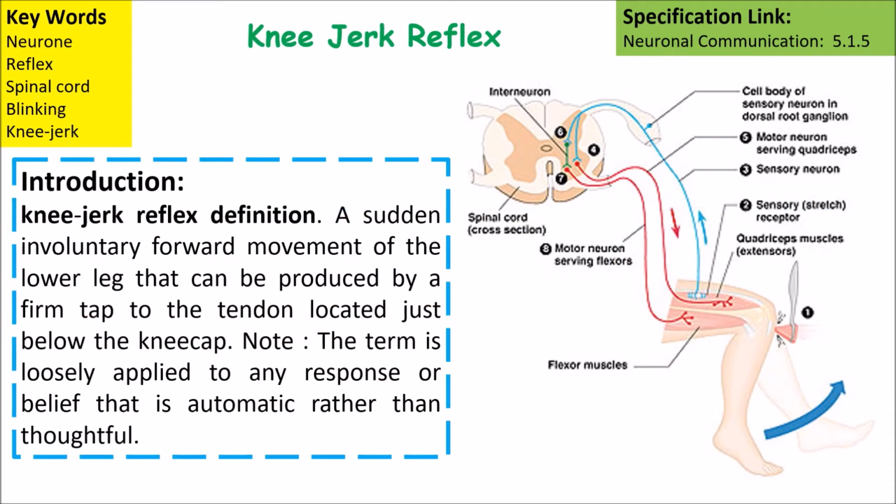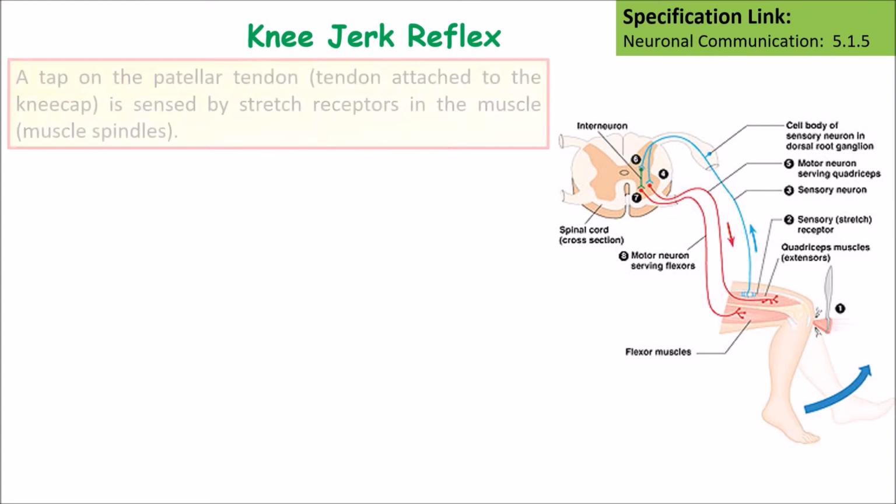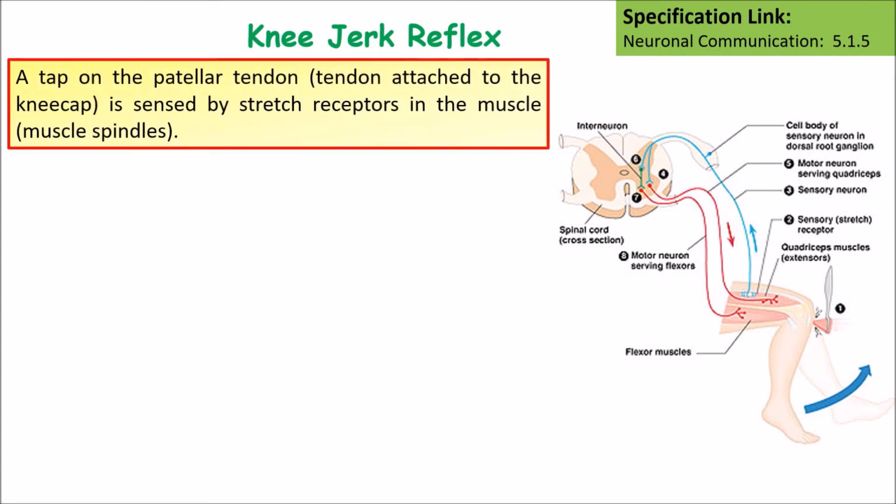The knee-jerk reflex is a sudden involuntary movement of the lower leg that can be produced by a firm tap to the tendon connected just below the kneecap. So the tap on the tendon is sensed by stretch receptors in the muscle.